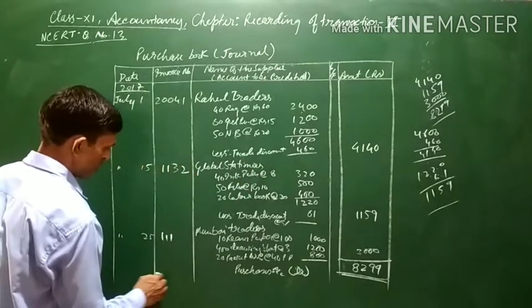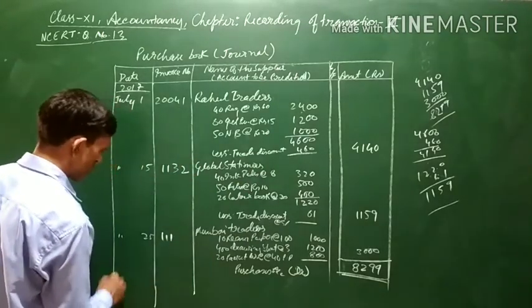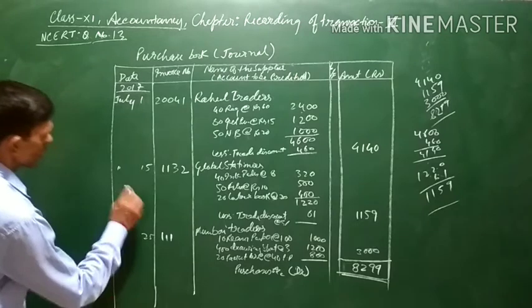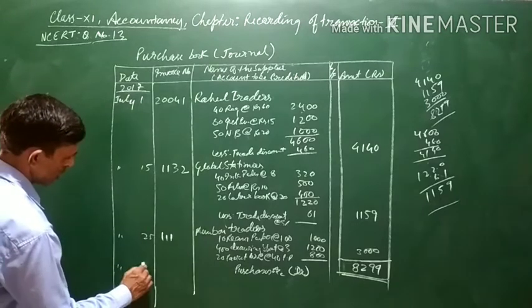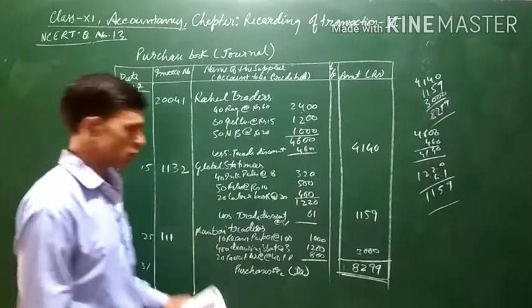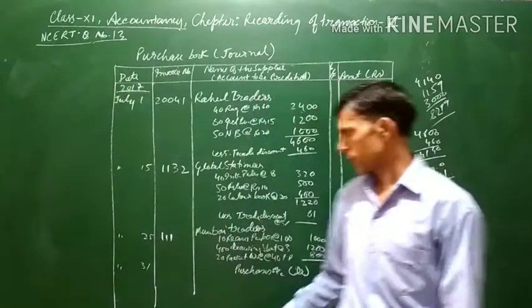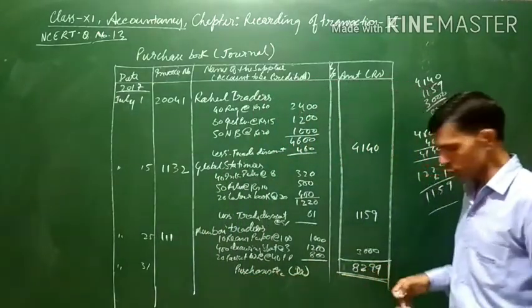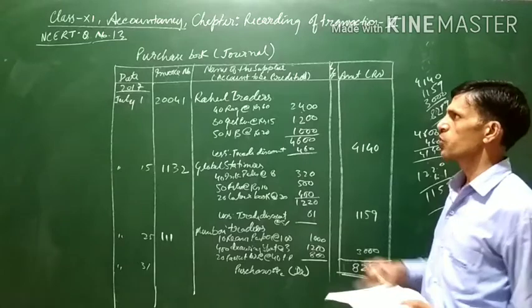The date also can be written on which date this is being transferred. The date will be written here generally at the end of the period, that is on 31st of July. Say it will be transferred on 31st of July. It will be written at purchases account debit 8299. This is all about purchases book.